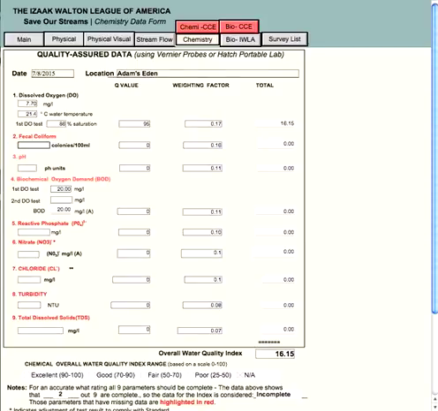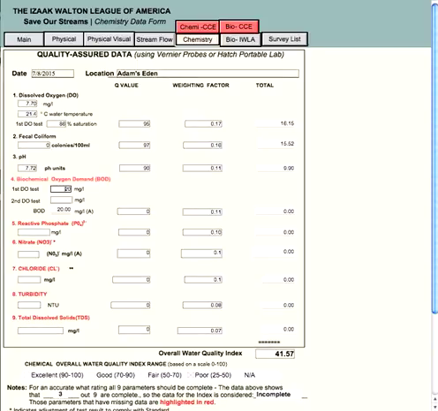Fecal coliform we will say was 0. 97 was our weighting factor. Our pH units, 7.72, and we will say 90 was the Q value.